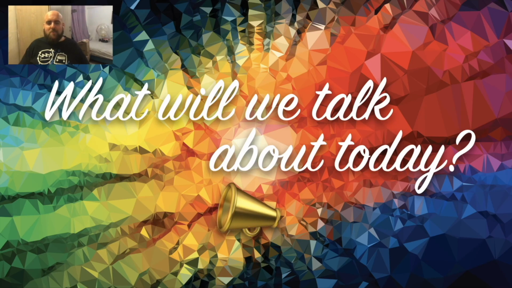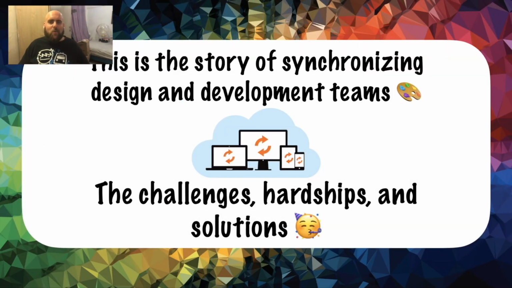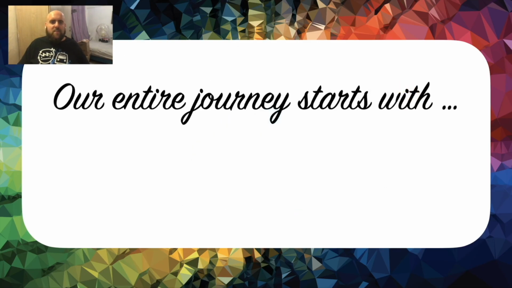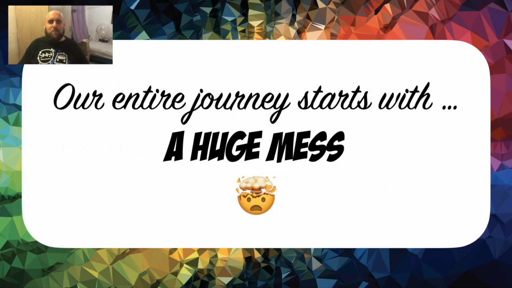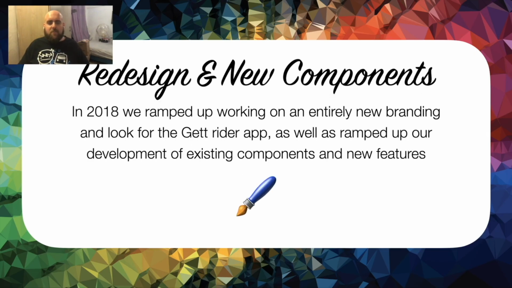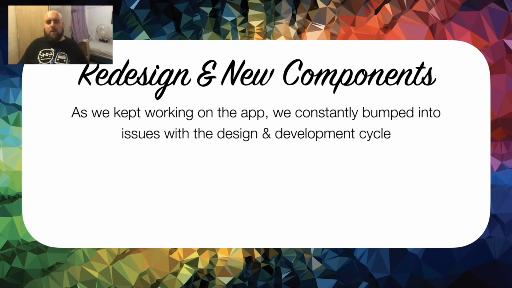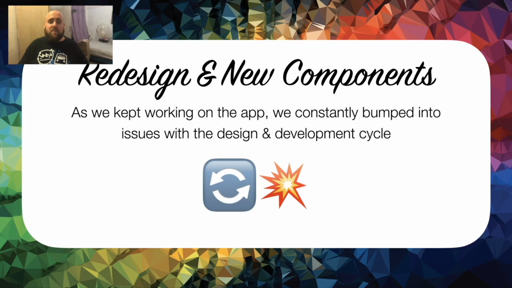So what we'll actually talk about today is basically the story of how we decided to optimize this process, how we decided to improve the synchronization of the design and development teams together so we can overall deliver better looking apps that look as accurate as possible to the design representation. The entire story of this started with basically a huge mess. We had a new redesign of the app coming a couple of years ago. We just ramped up working on this entirely new branding and everything for the new app. But we constantly kept bumping into issues, especially with the design and development cycles of getting designs and getting the work done. These are some of the biggest issues, but there were so many more. These are just the ones I can showcase in a talk.